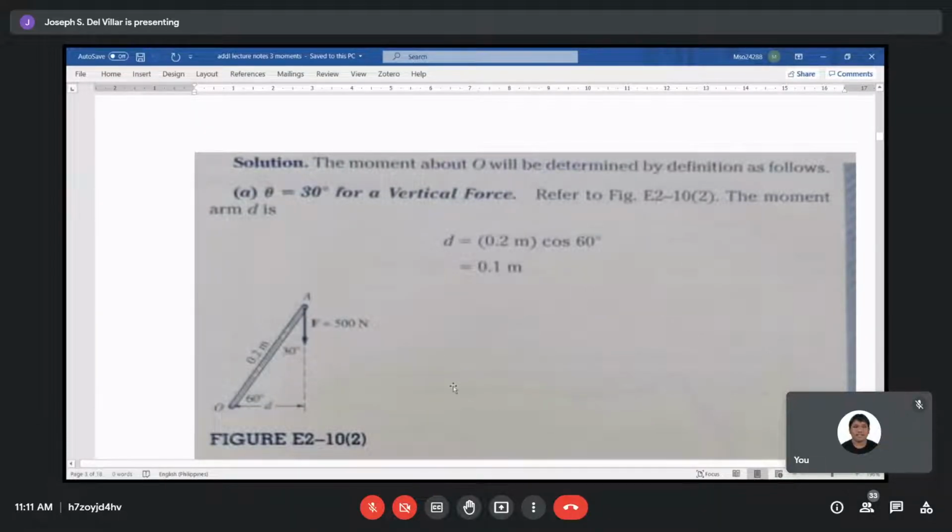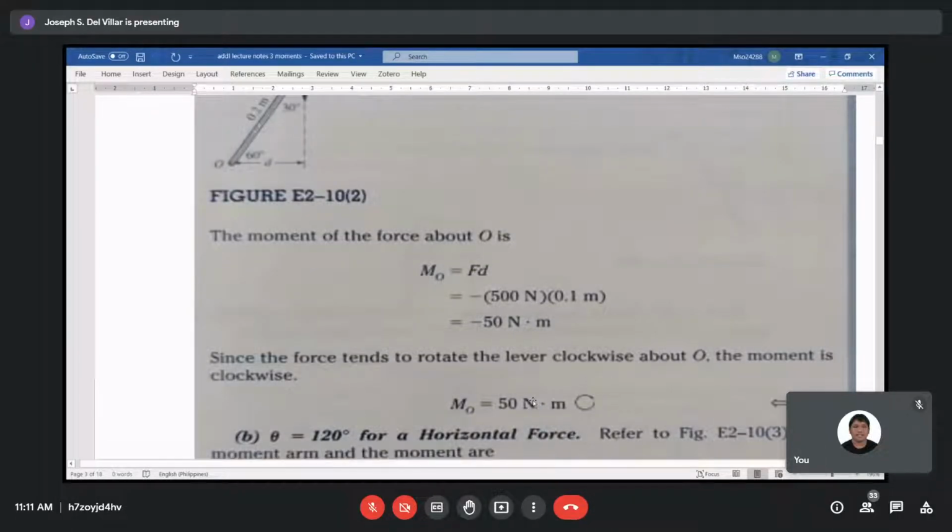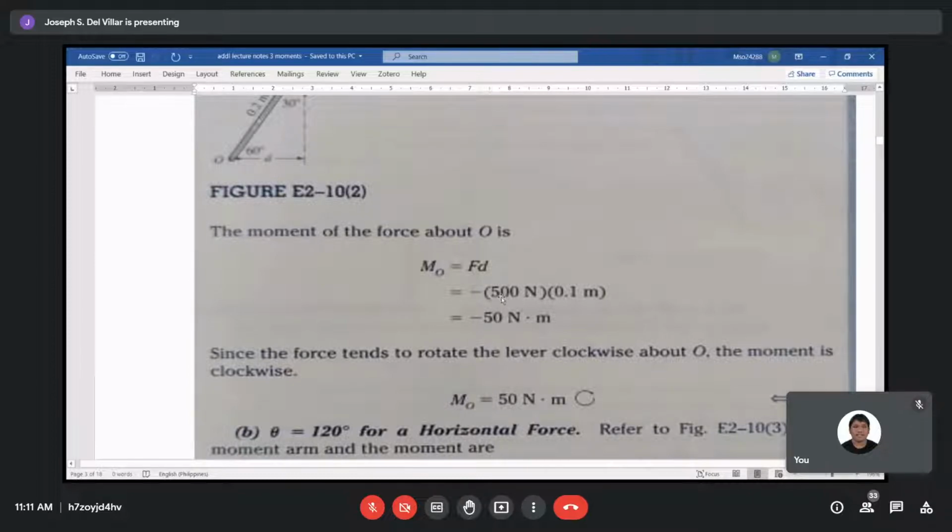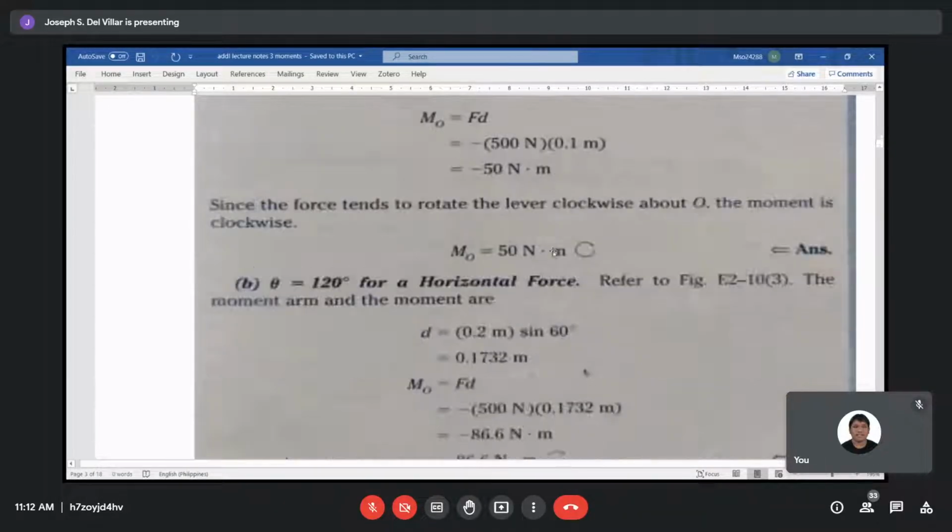Okay? So dito sa solution, if you can see, kinuha mo na yung distance that is perpendicular to the force. So ang ginawa niya is the distance is 0.2 times cosine 60. So that is 0.1. No? So, pero itong distance na to is horizontal. Okay? So ito, moment is 500 times 0.1, so 50 Newton meter. Okay? O bakit naging 50 to?